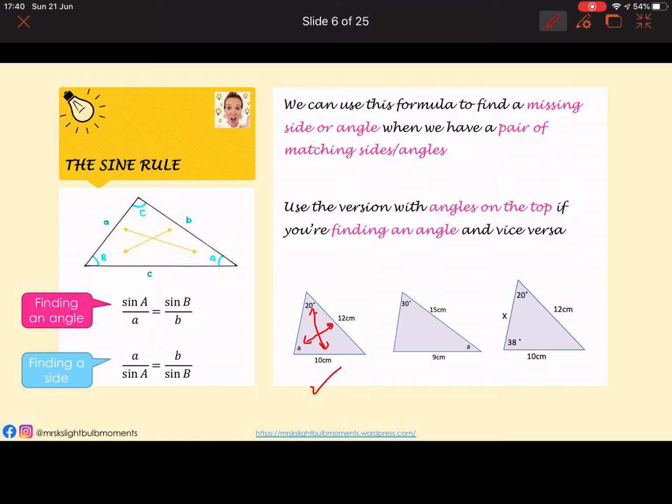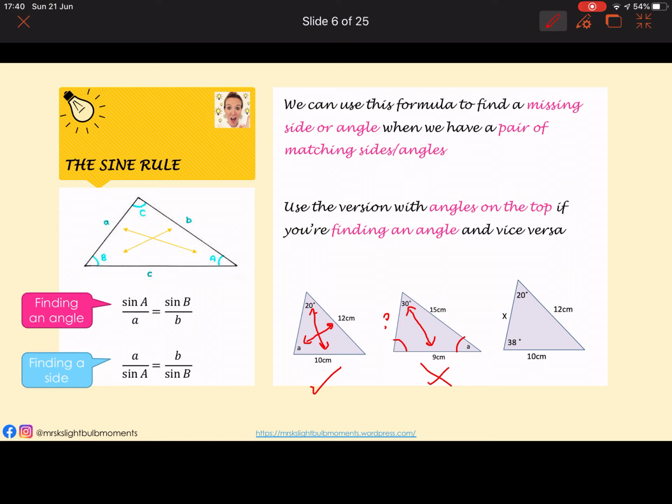Alright. In the middle one, I've got a pair. I've got my 30, which is opposite my 9. But I don't have another pair. Can you see that 15 is opposite this empty angle here, which we don't know? And A, the one I want to find, is actually opposite this side, which I don't know. So we don't have enough information to use the sine rule. We don't have two pairs.